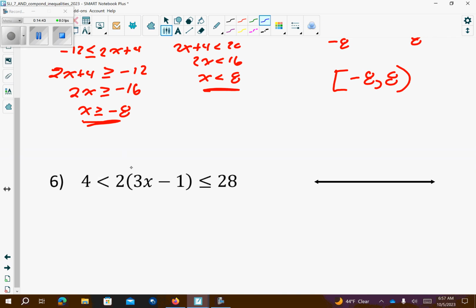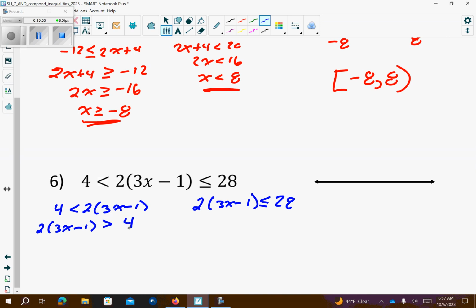For this problem, let's separate it into 2 things like we've been doing. Remember, the middle goes with both. You create 2 problems. This is going to be an AND problem because it's put together. Let's flip this one over. The sign flips over because I turned the whole problem over.